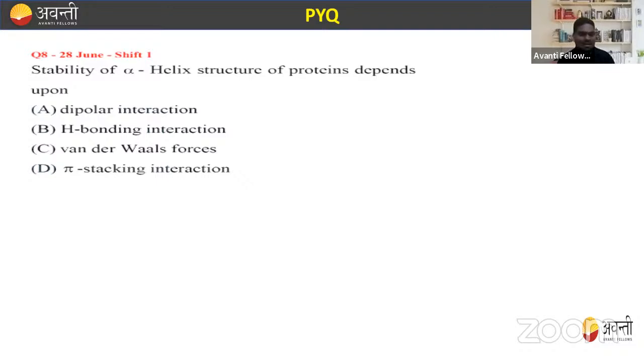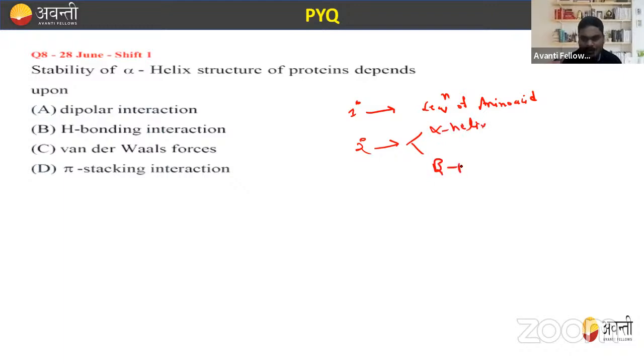So you know that alpha helix. When we study the structure of protein, we get to know that the primary structure of protein represents the sequence of amino acids, right? Where the secondary structure has two types, that is alpha helix, right? And beta pleated sheet.